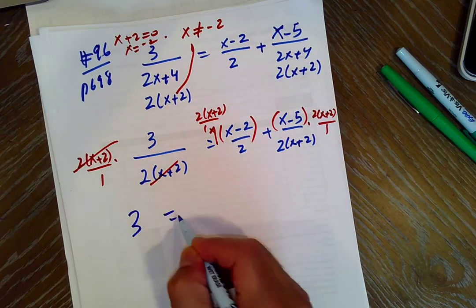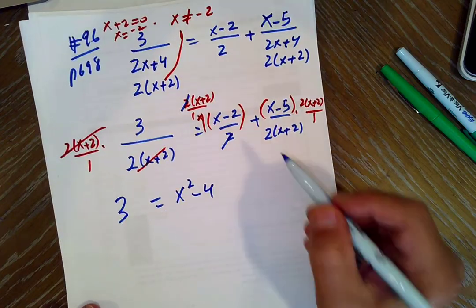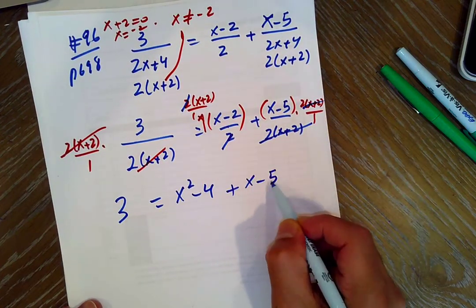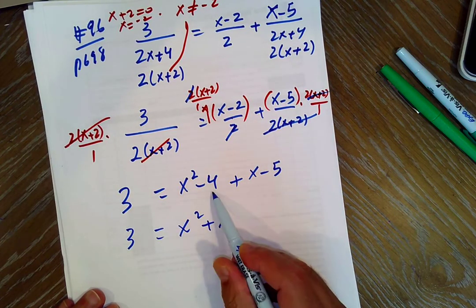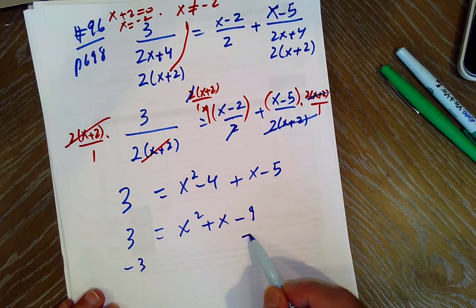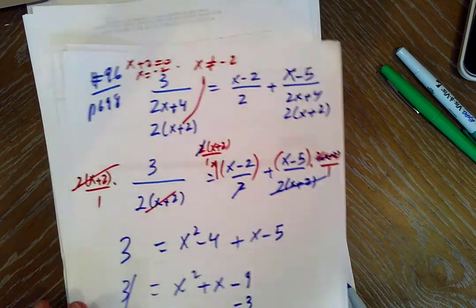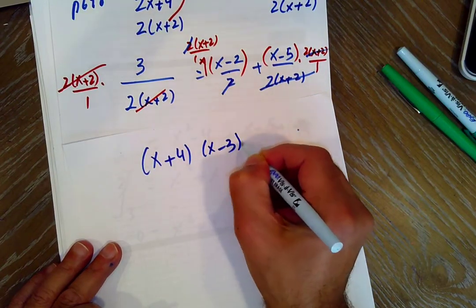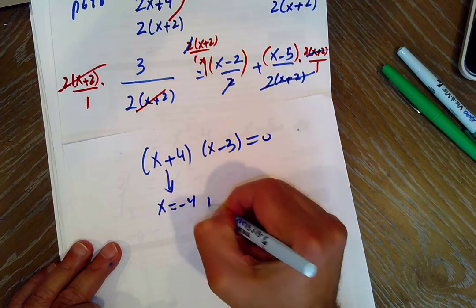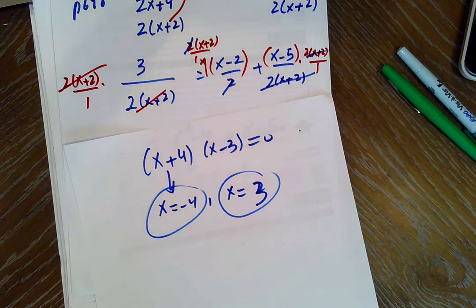So we get 3 equals, the 2's cancel out, (x + 2)(x − 2), which is x squared minus 4 when you FOIL it, plus x minus 5. So you get 3 equals x squared plus x, negative 4 minus 5 is negative 9. 0 equals x squared plus x minus 12. You can factor that: (x + 4)(x − 3). So we get negative 4 and 3. As long as it's not negative 2, we circle it. If it's negative 2, we cross it out and say that is not a solution.